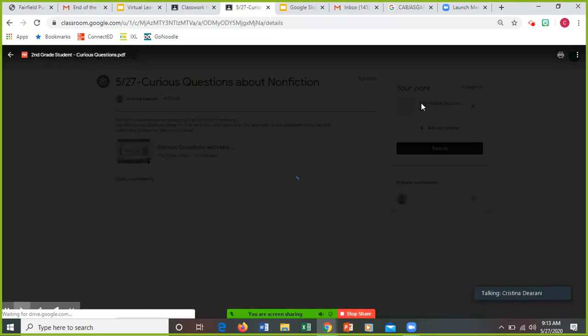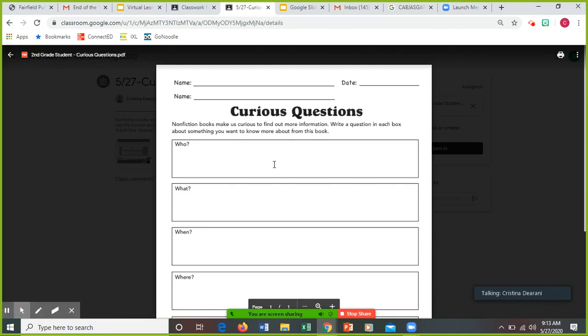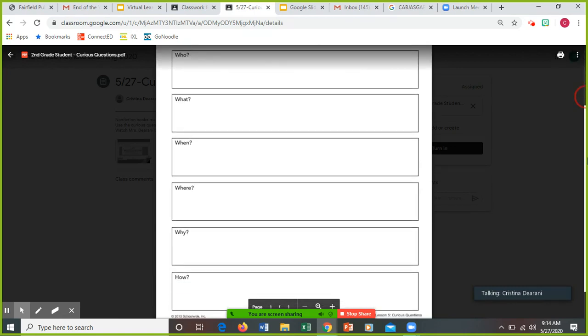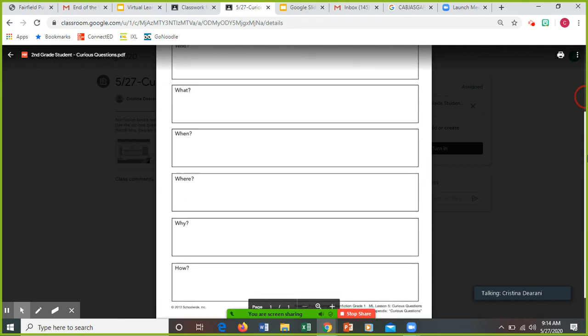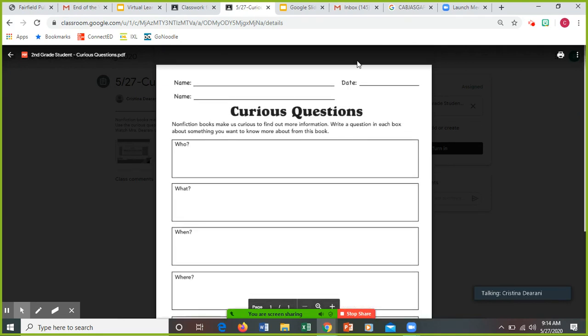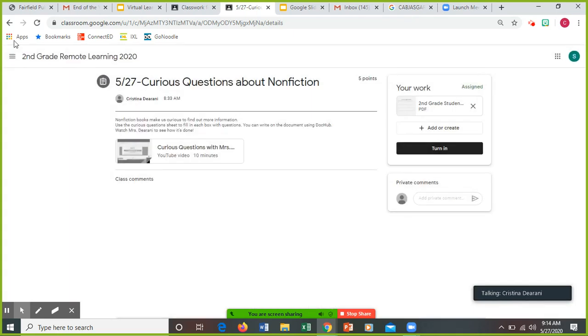So here's the sheet. So I wrote right on this for you. And there's a little hot dog right there. So you click on that. So you're going to answer these questions about your book. Not answer, sorry, write questions. You're going to write questions in each box about something that you want to know more about, something that you want to learn from this book. So go watch that video.